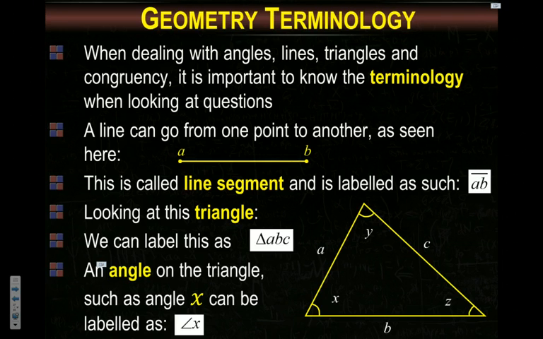When we have a triangle like this, triangles are often named by the three corners or the three sides. They will often use a symbol like that, the triangle symbol, and say this is triangle ABC. They'll also name the angles. They'll say this is angle X. They'll use that little symbol to represent an angle. You're going to see these in your textbook, so you've got to be aware of them.